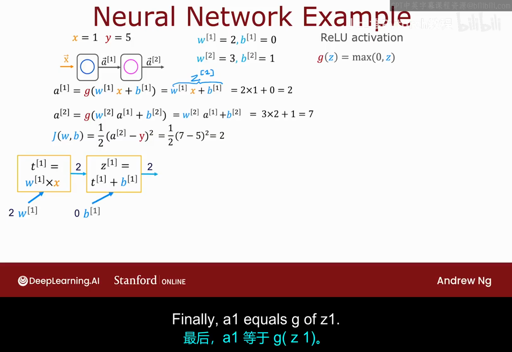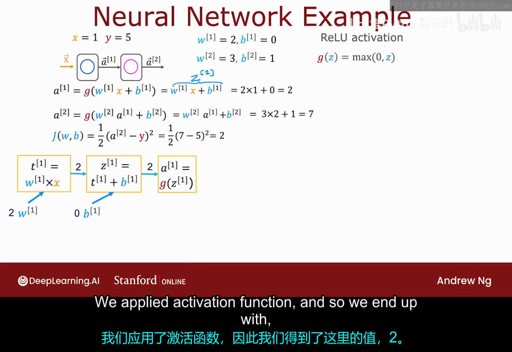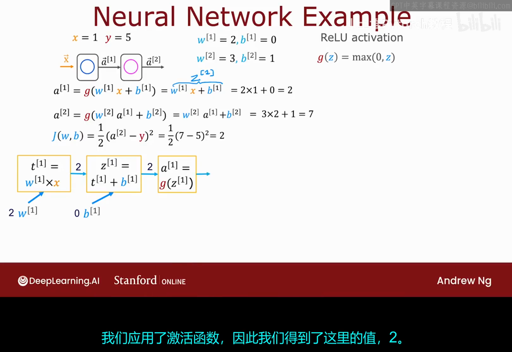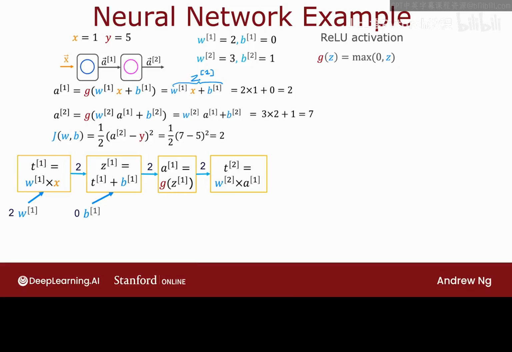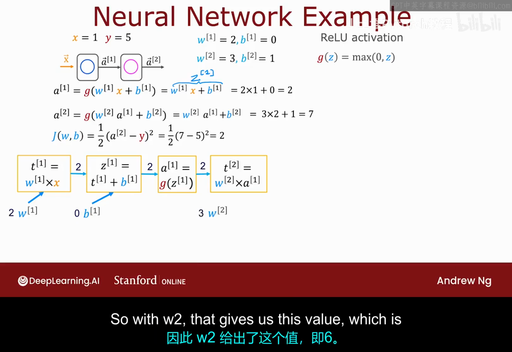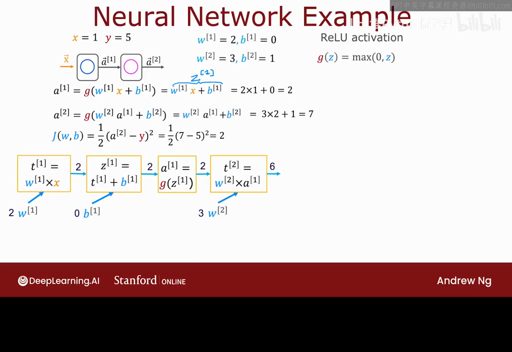And finally, a1 equals g of z1. We apply the activation function. And so we end up with, again, this value here, 2. And then next, we have to compute t2, which is w2 times a1. And so with w2, that gives us this value, which is 6.